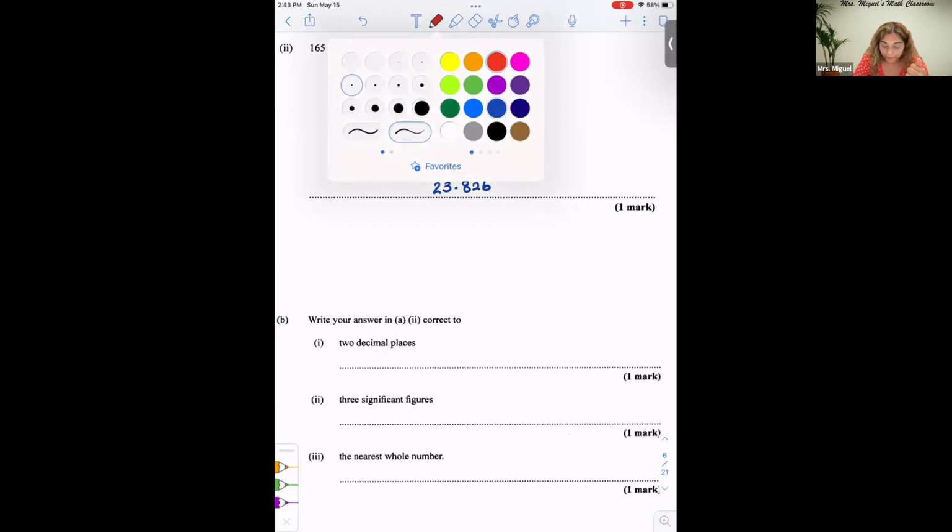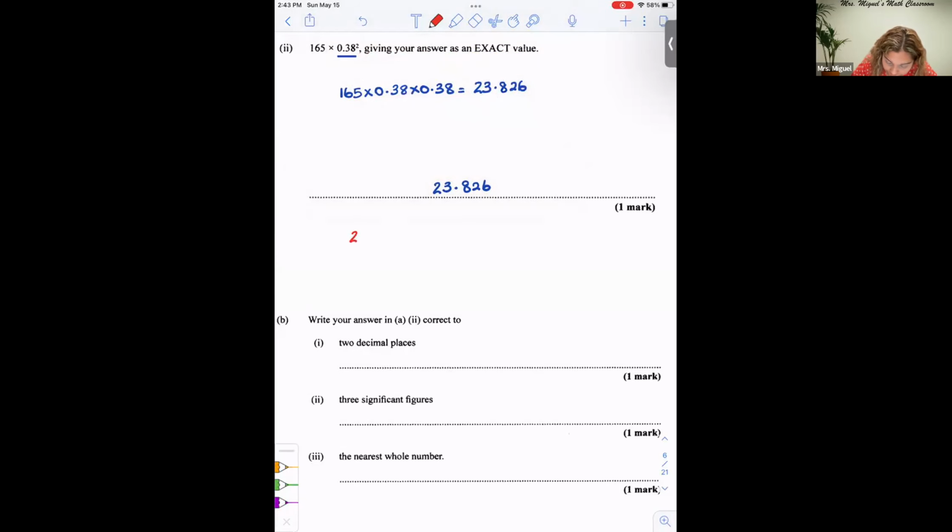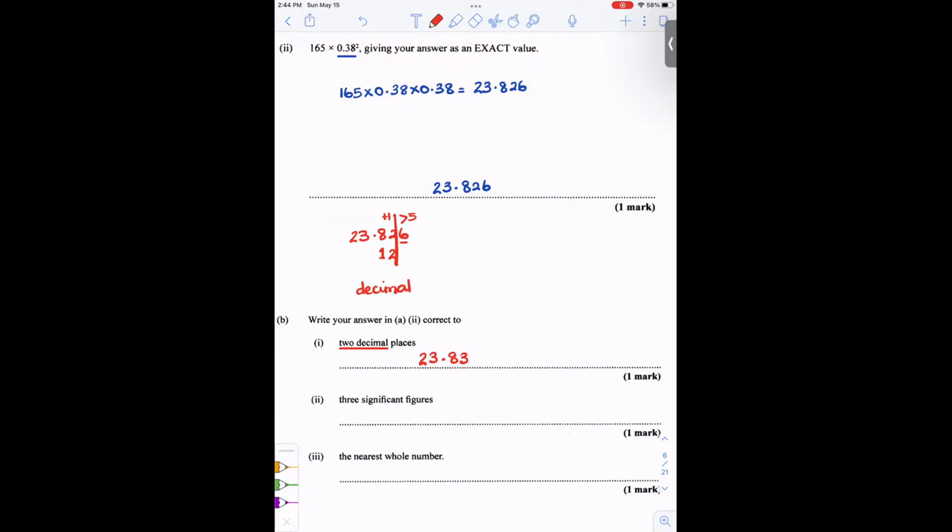So we have 23.826. We want it to 2 decimal places first. This is my first decimal place. This is my second. This is my cutoff. This is my deciding factor. Yes, it is greater than 5, so I add 1. This becomes 23.83. Did you all get that? Yeah, miss. Is there anybody who would like me to go over that again?